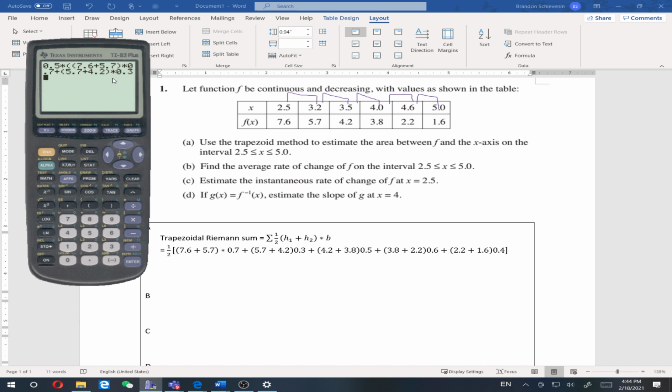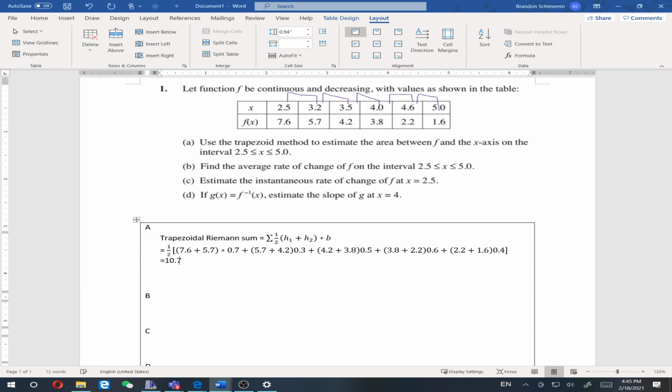Okay, 5.7 plus 4.2 times 0.3, plus 4.2 plus 3.8 times 0.5, plus 3.8 plus 2.2 times 0.6, plus 2.2 plus 1.6 times 0.4. Okay, and then I should close that last parenthesis for that 1/2, and that should give us our trapezoidal Riemann sum. So I've got 10.7 total after all of this, from 2.5 to 5. Any questions on part A?